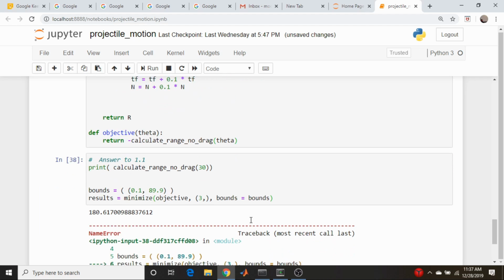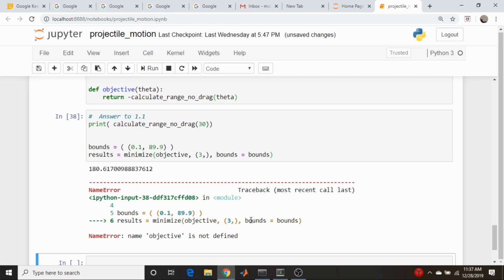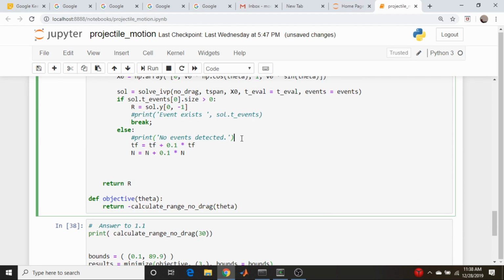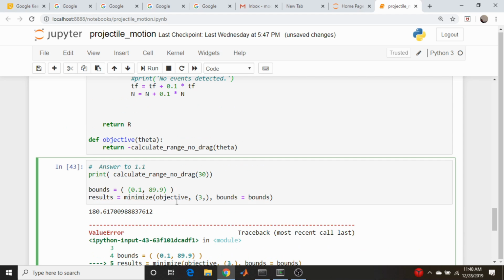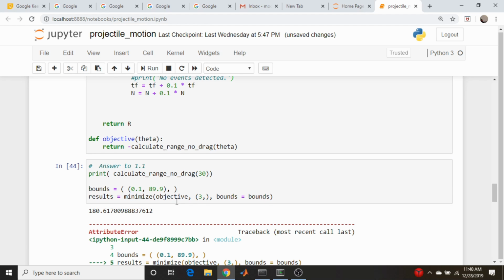There's an error somewhere. Objective not defined. I probably didn't run this. Run. And I think the issue is this needs to be a tuple of tuples, so let's put a comma in there. I think that's an issue. So run. Apparently not. Something else is going on here.